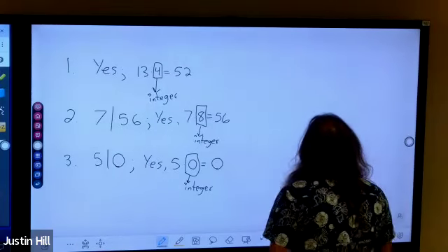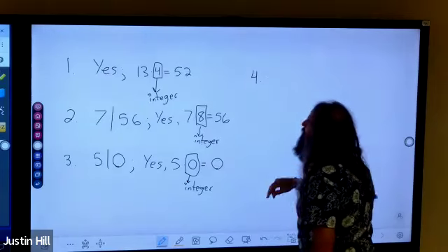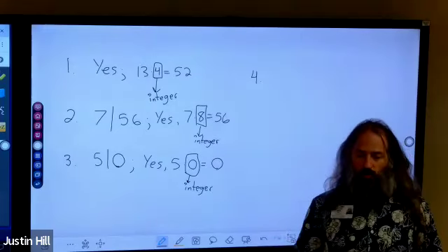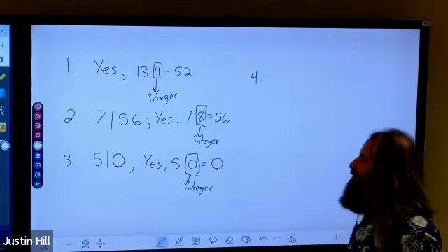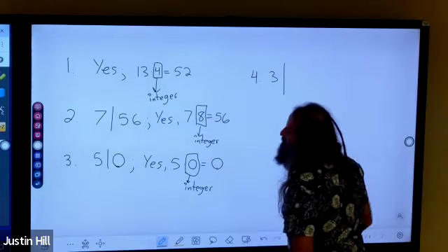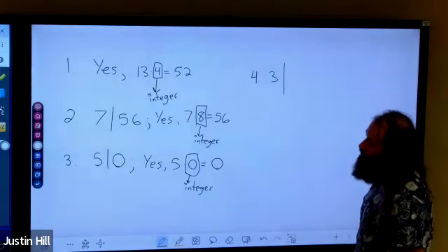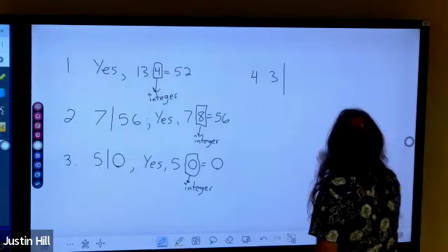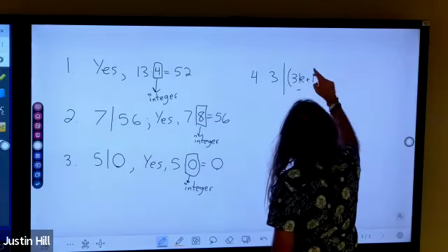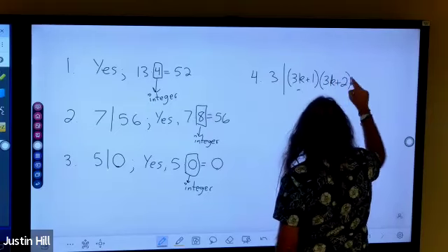So then the fun one. They're asking, does 3... in the way they word it here, they do it as a sentence. But they could have written it this way. They could have asked the same thing by writing this: does 3 divide 3k plus 1 times 3k plus 2 times 3k plus 3?